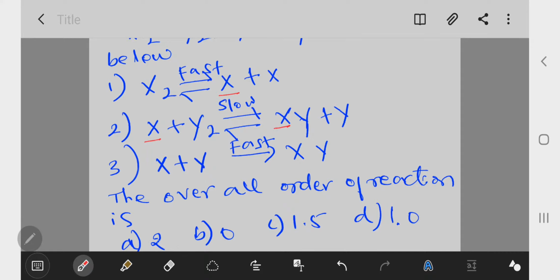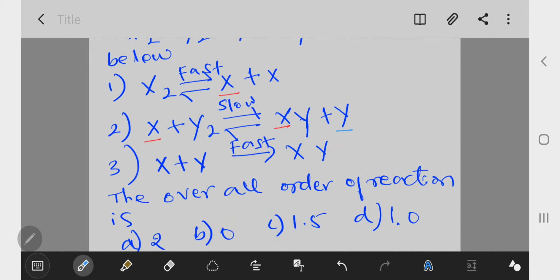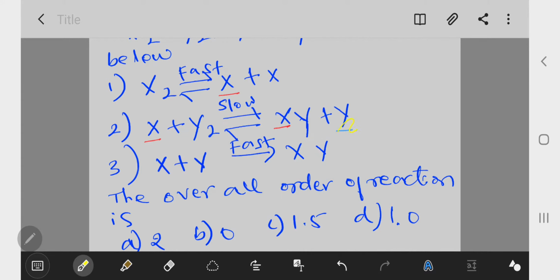Now this Y combines with some more quantity of this X to form XY.